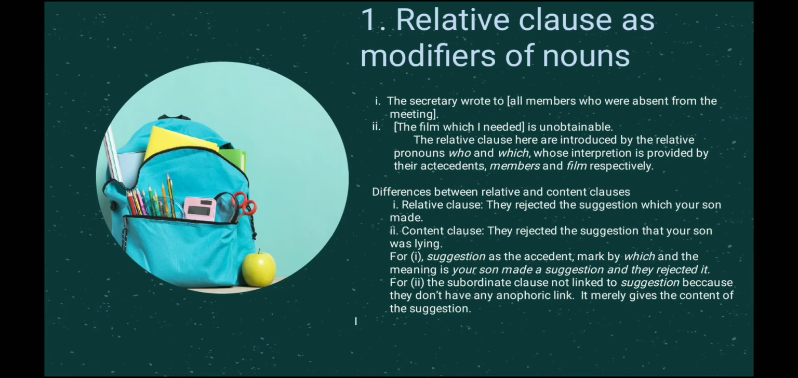But how can we distinguish between relative clause and content clause? First, relative clause. Here is an example of each case. Relative clause: they rejected the suggestion which your son made. Content clause: they rejected the suggestion that your son was lying. In the first, the suggestion is the antecedent marked by which, and the meaning of the relative clause is that your son made a suggestion and they rejected it.